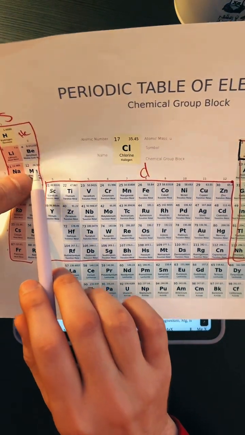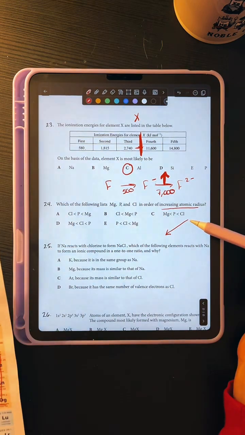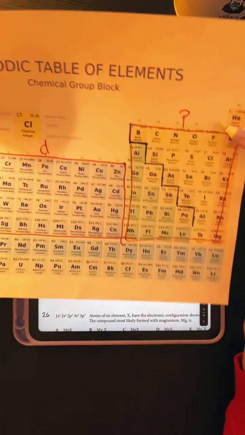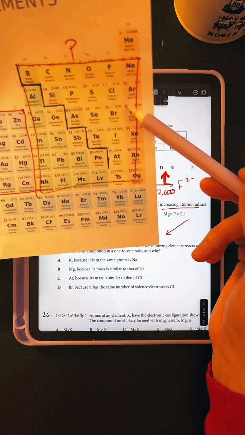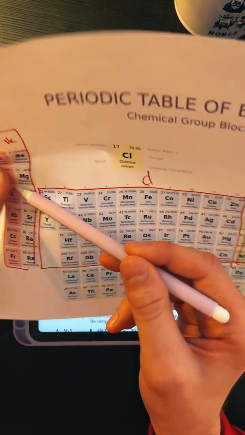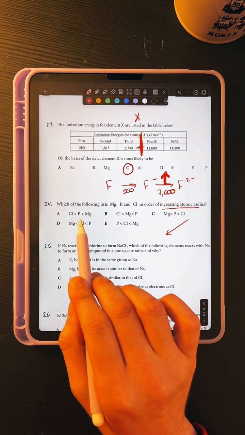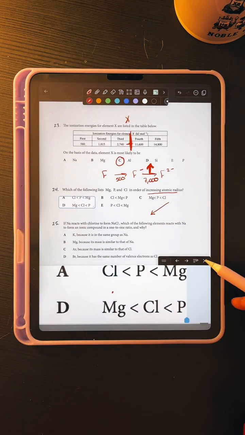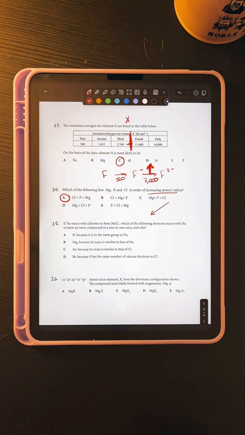So magnesium is going to be the largest because it's all the way over, right? We're increasing as we go from the top right to the bottom left. So we see chlorine first, so that's going to have the smallest radius, then phosphorus, then magnesium. So chlorine is the smallest, phosphorus next because it appears next, and then magnesium. So this is choice A.